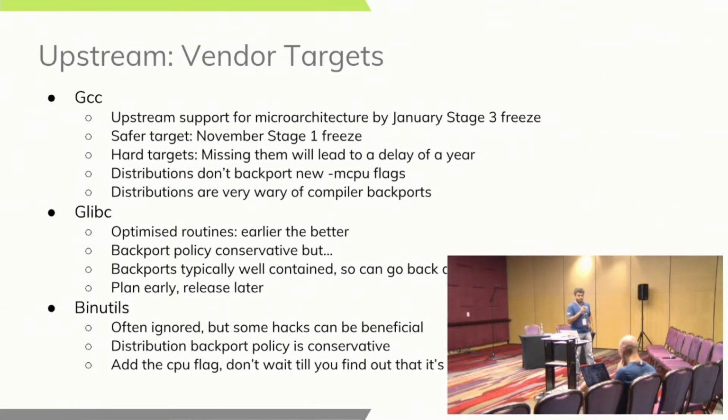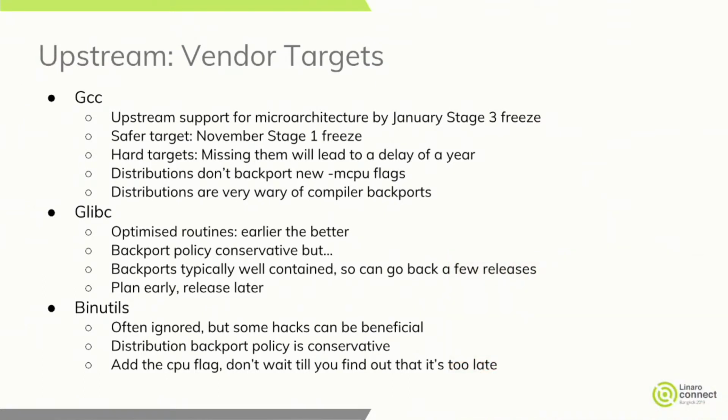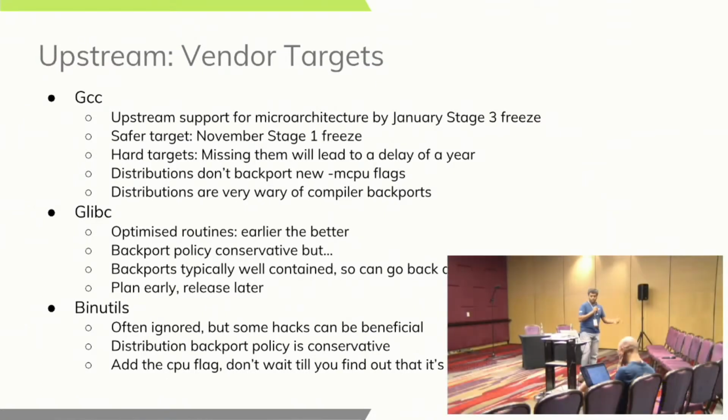So how can we use that information, right? For GCC, if you're looking to upstream support for your microarchitecture, your deadline essentially is the stage 3 freeze. So by January, you need to make sure that your patches are posted upstream so that you can have discussions about them. However, a safer target is the November stage 1 freeze, because quite often you'll find yourself iterating on those patches. And that iteration, if it goes too far beyond the stage 3 freeze, the likelihood of your patches getting in becomes lower and lower.